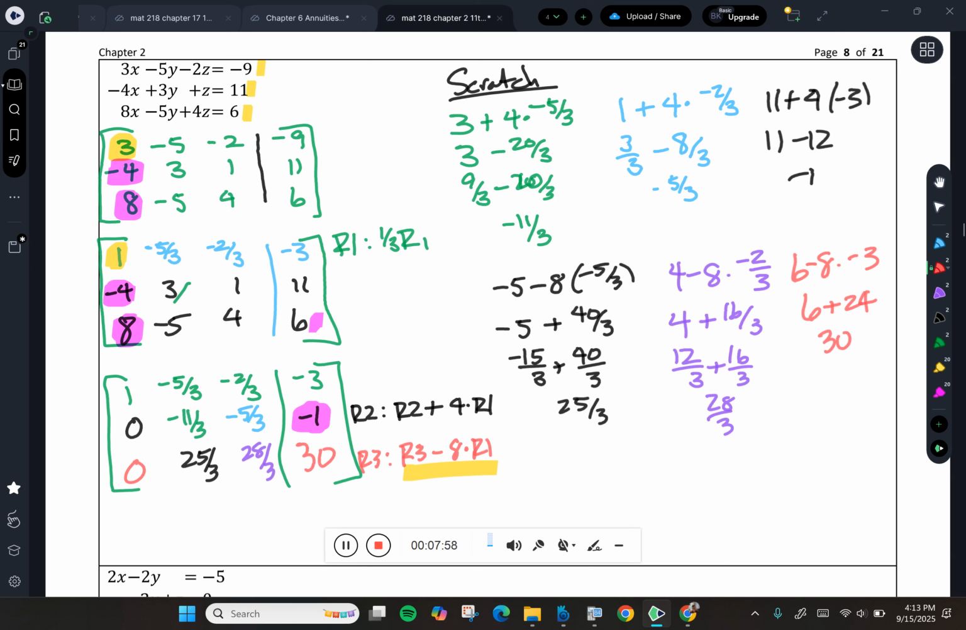Okay. So now that I've got the first column looking like how I want it to look, now I need to make that second column look like how I want it to look. Meaning I need to turn this position into a 1 and then turn these two positions into zeros. And I'm out of space over here in my scratch work, and this is lots of fractions, and I'm probably going to make a mistake.